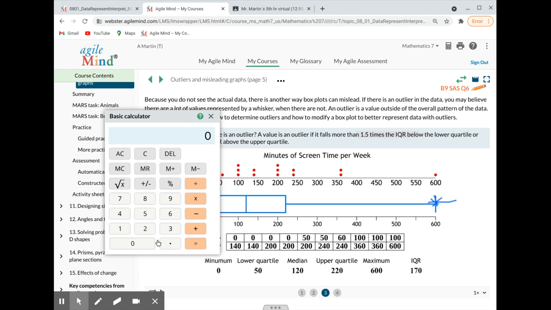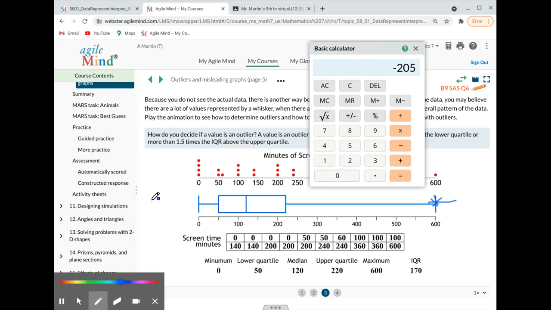Now, it would work exactly the same if we were looking at the other side, the lower quartile. What we would do is take 50 and subtract 255, and that would be negative 205. So if we had some data way over here, which is impossible with cell phone minutes because minutes are more than 0, that's how it would work. So we're going to take a look at this.